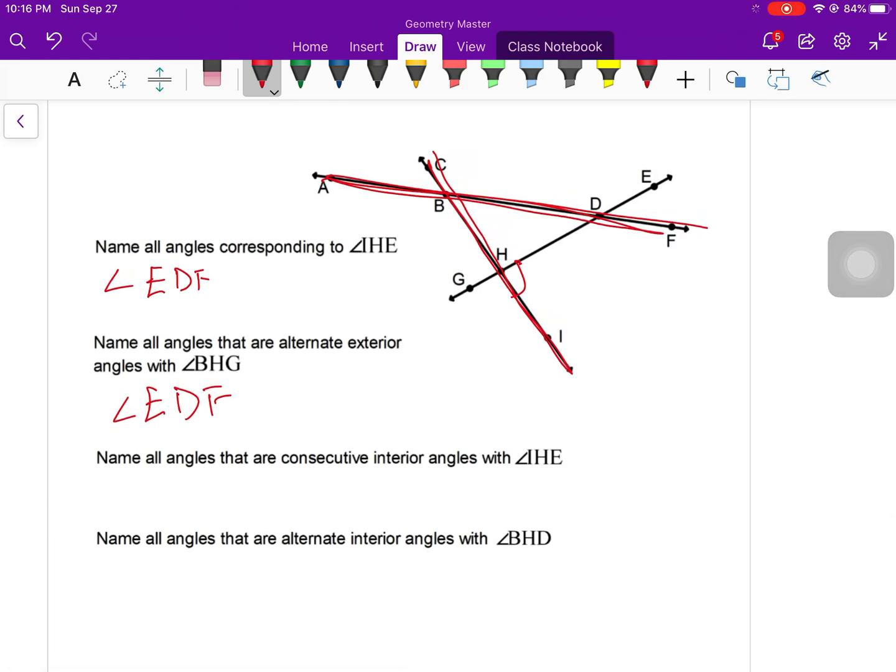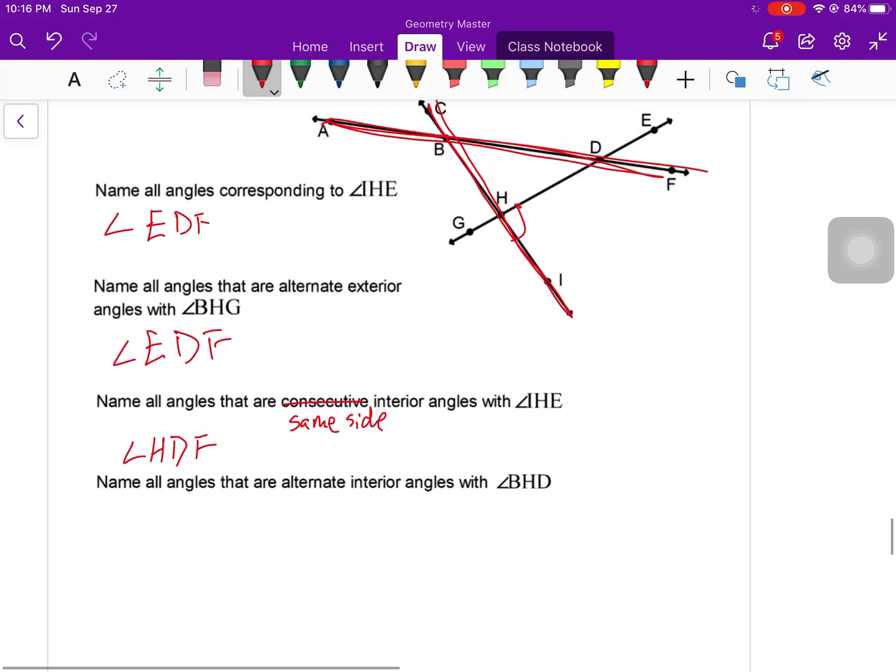And then name all angles that are consecutive interior angles, or we could think of this as same side interior angles with angle IHE. IHE is inside and then below, so I would need inside and below. So since I'm above the one red line, I'd be below the other. That's going to be angle HDF. And then you can name these angles differently. I could name that as angle FDH. That's the exact same thing.